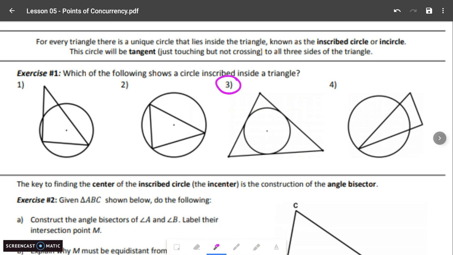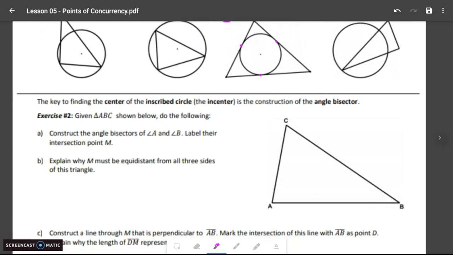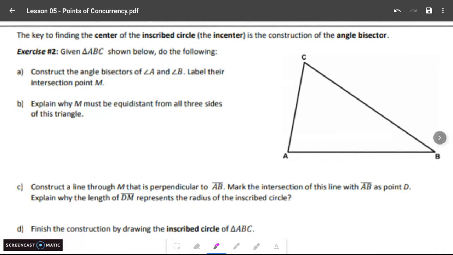If you look, the circle's completely inside, where in the other options, like 1 and 4, it's half inside, not all the way, and in 2, it's completely around the triangle. But in 3, it's completely inside, and it touches once on each side, so it has 3 different tangent points. We're going to try to construct one of these.